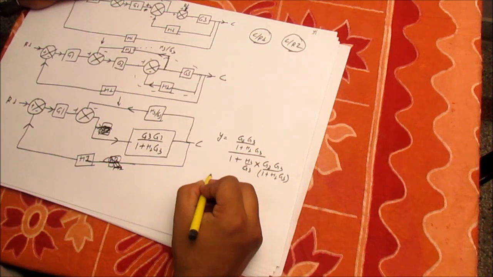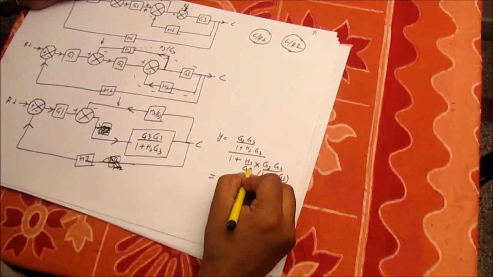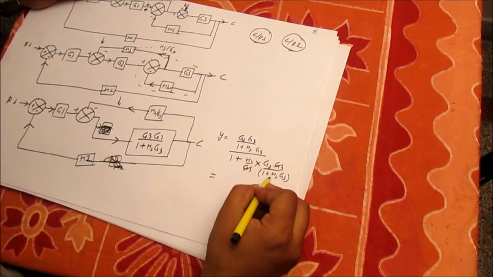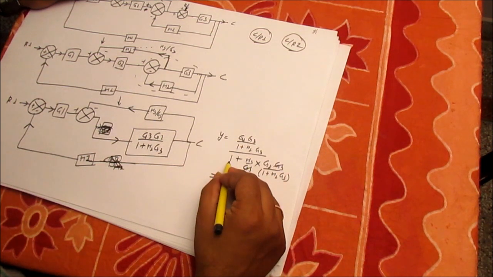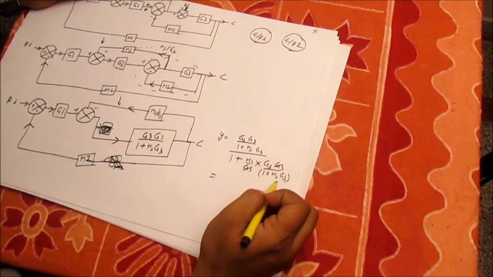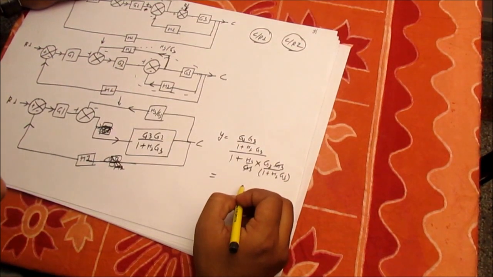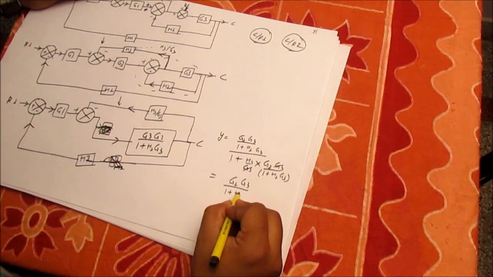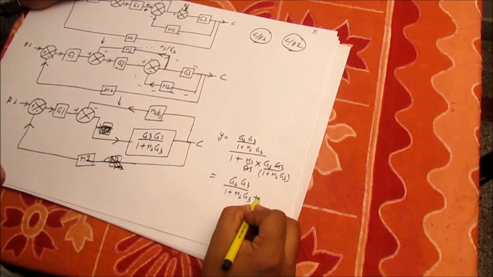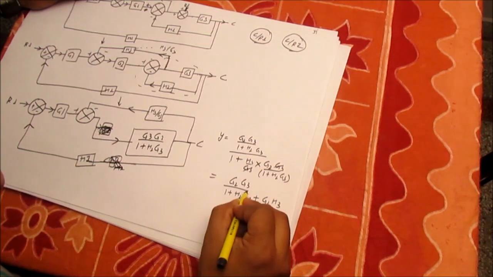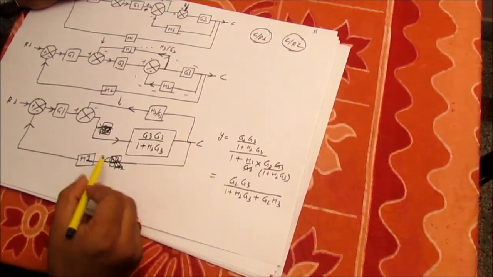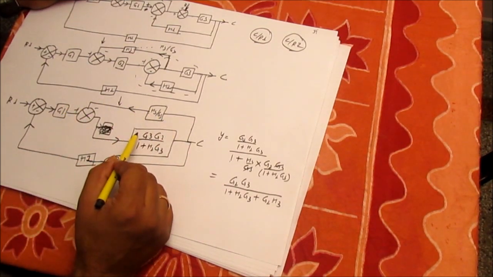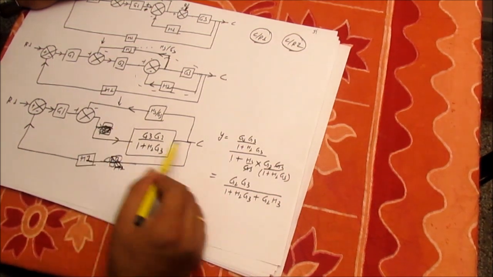Okay, so these two will be cancelled, G3 G3, and this 1 plus H2 G3 will go here, and this denominator will cancel. So I will be left with G2 G3 over 1 plus H2 G3 plus G2 H3. So this is the value of Y, and this block can be replaced by a single block which has a gain of Y.